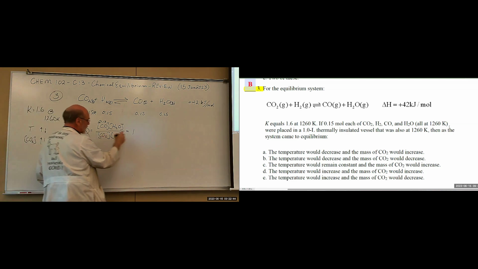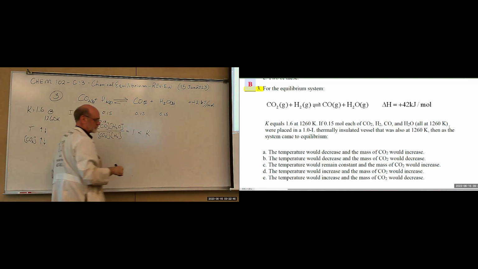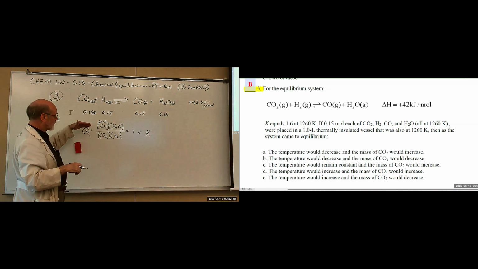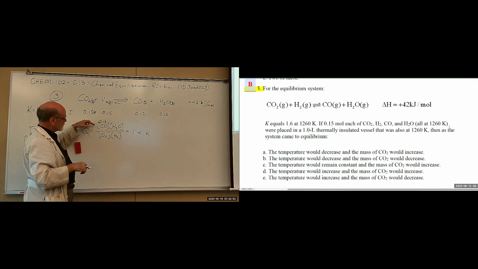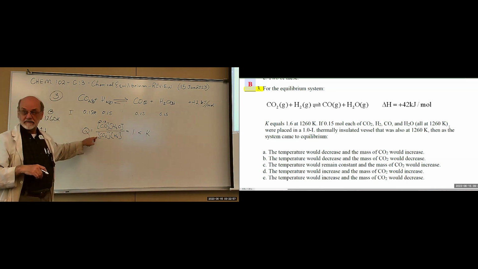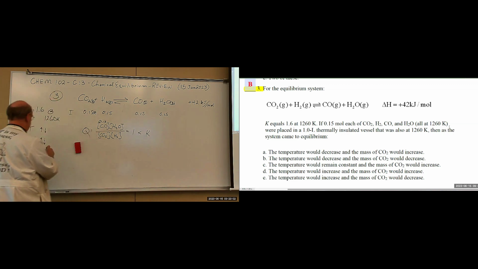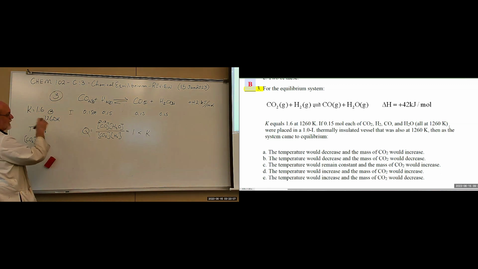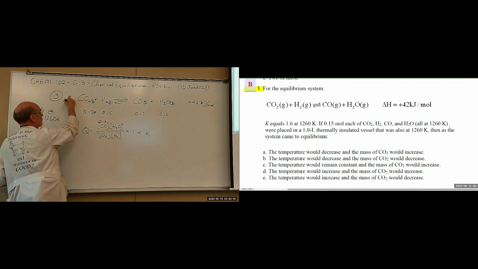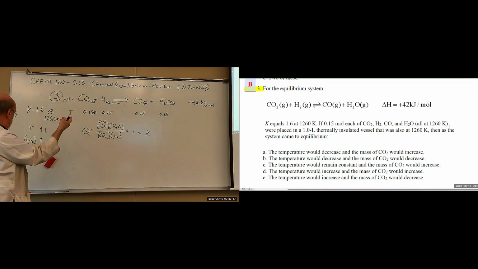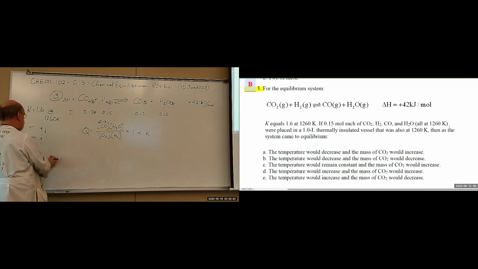Well, if Q is less than K, what does that say? If Q is less than K, that means we don't have enough of this and we have too much of that. Correct? It's going to the right. CO2 will decrease in mass. And if it's coming this direction, the temperature should increase, right? Because delta H is over here. If it goes this way, then the temperature should increase.